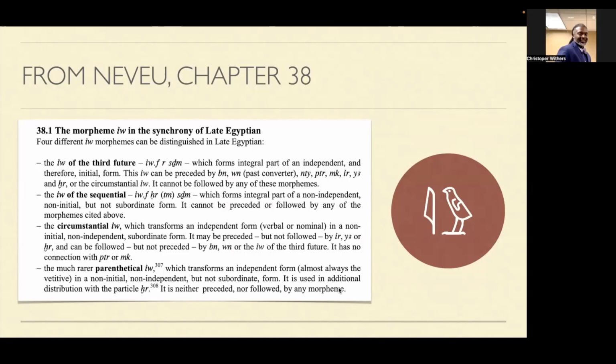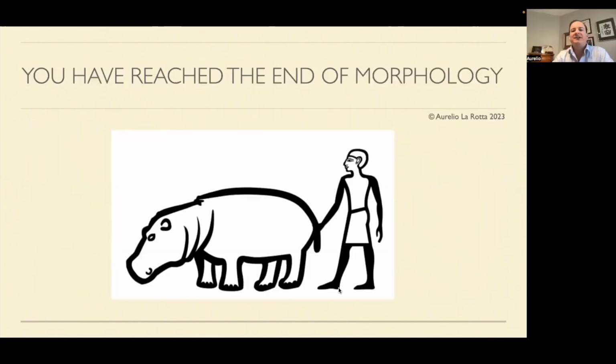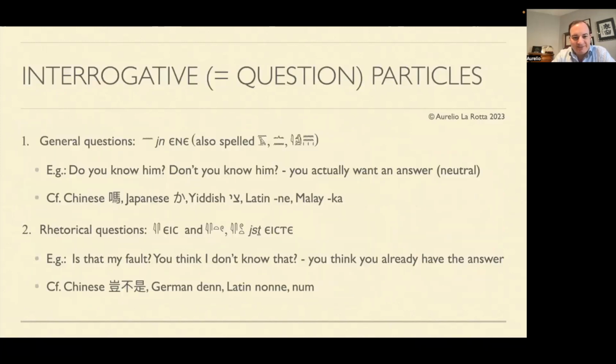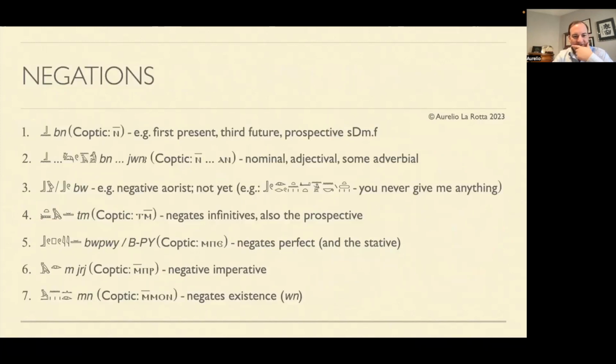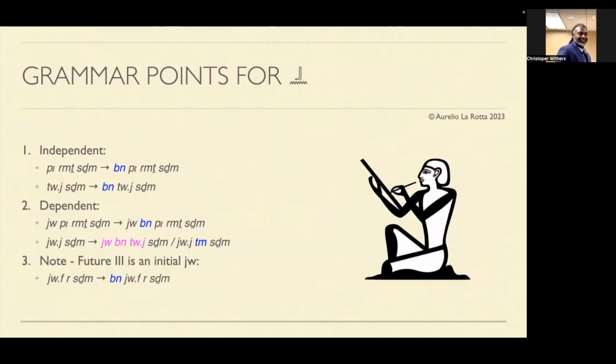Kind of go back. How will we negate the third future? Would it be bn iw.f sdm.f, or how do we negate the third future? Wait, didn't we just have that? That's why I was trying to. There it is. Yep. So you just stick it in front of the iw.f. Yeah, bn iw.f. You can do that because iw.f, the third future, is an initial form. So you can stick that bn in front of it.